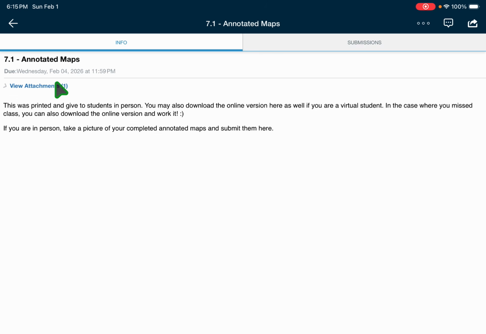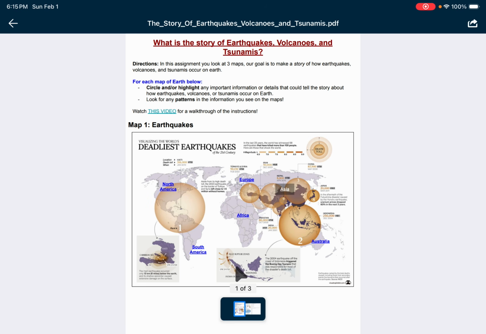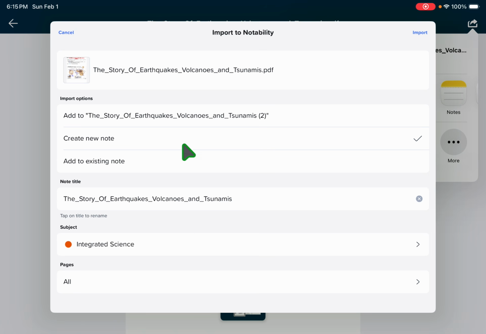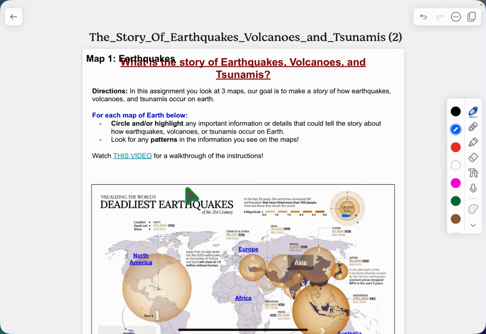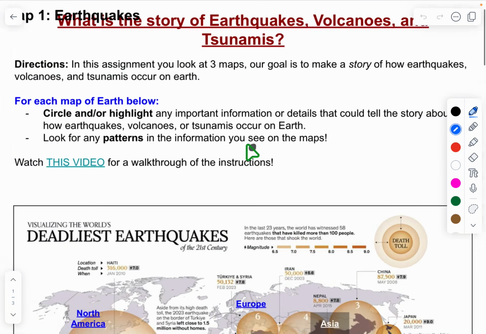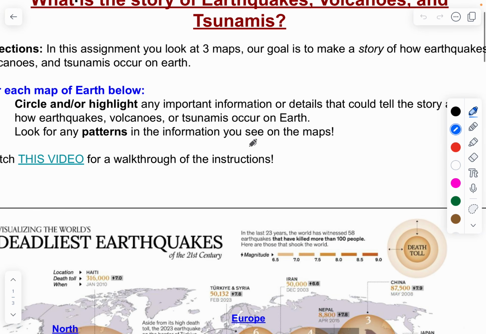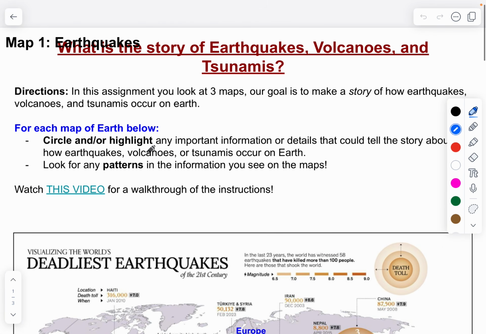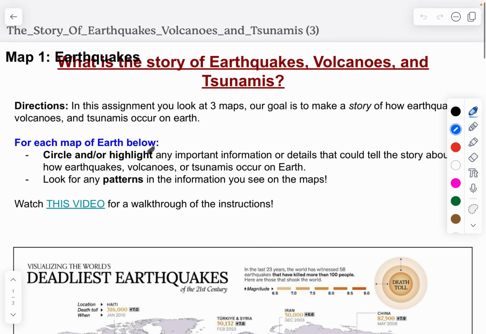In our assignment, if you click on it, there will be a PDF. It looks like this. What you want to do is send it to your Notability. So I'm going to send it there. Yes, it's integrated science. Open a note. Okay, so it looks like this. This video will tell you what to do. So folks, what I'd like you to do is read the instructions.